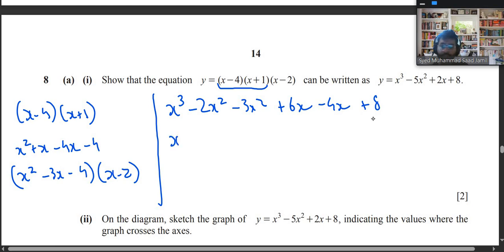So this becomes x cube. Minus 2x square minus 3x square is minus 5x square. Plus 6x minus 4x is plus 2x plus 8. And hence we have shown it.